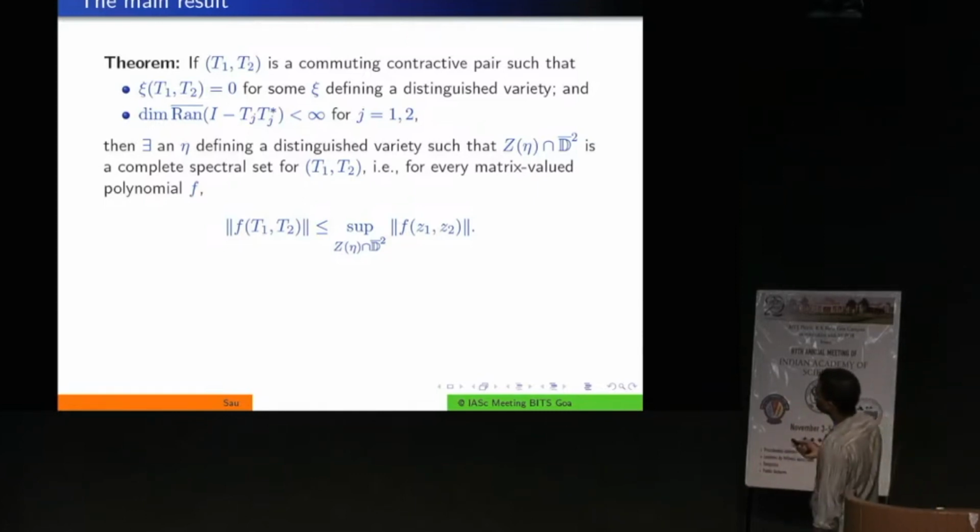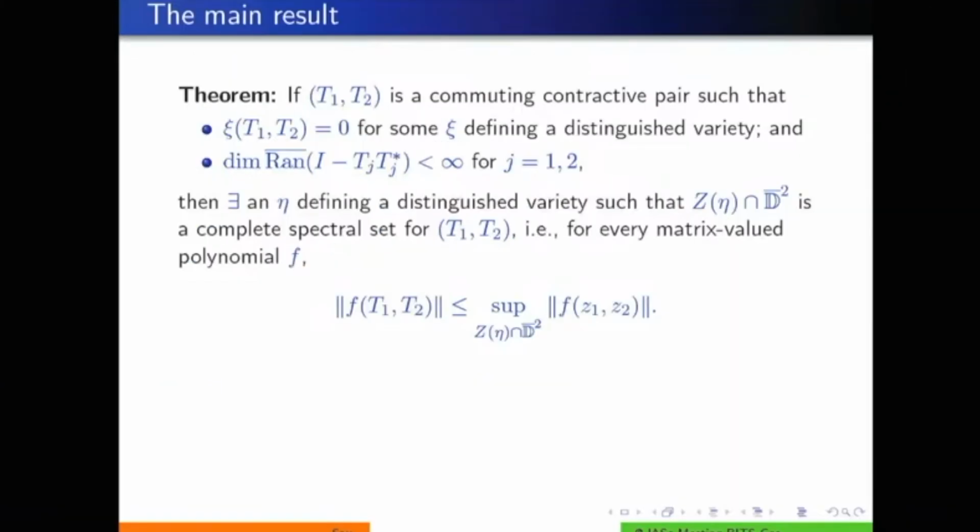So if you have a commuting contractive pair of operators, not just matrices, but operators, which are allowed to act on infinite dimensions, such that it is annihilated by a polynomial defining a distinguished variety. And we saw in the previous slide that this is a necessary condition. You could not get away with it. So let it be there.